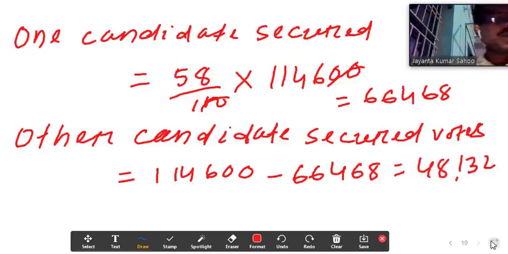Children, okay, so you will try to do that Exercise 7.